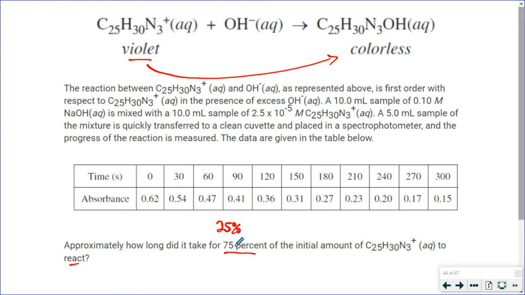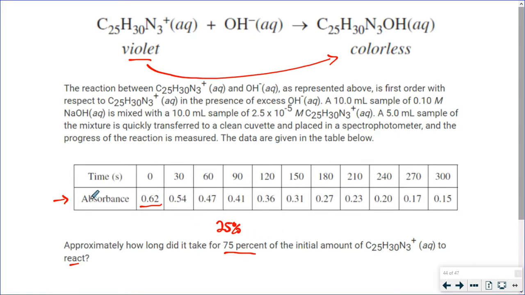What do we want? We want to know when 75% gets consumed and 25% is left over. These are not percents. This is absorbance. And so I want to know 25% of the molarity or the actual concentration of this. How does absorbance relate to molarity? Well, it's a direct relationship. So if I'm at 0.62, whenever I reach 25% of 0.62, that's when I've consumed 75% of my initial amount.